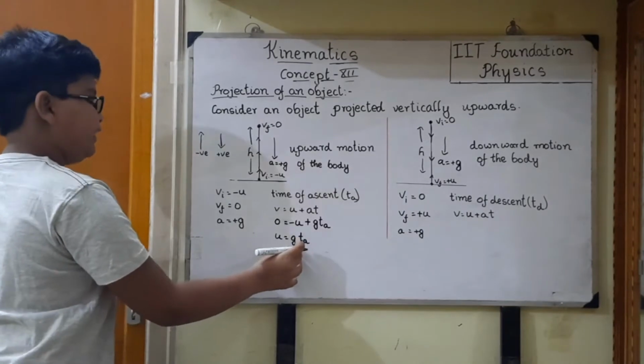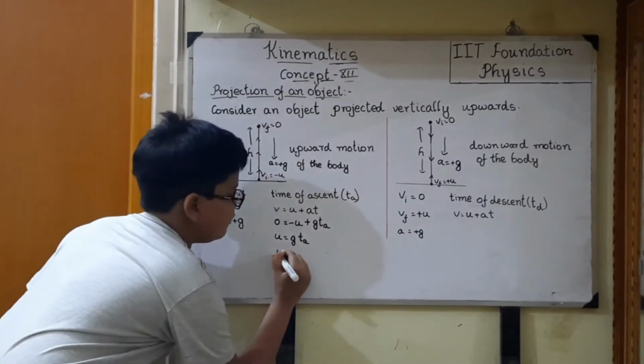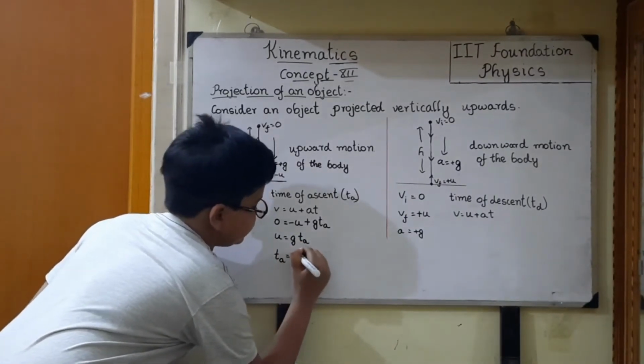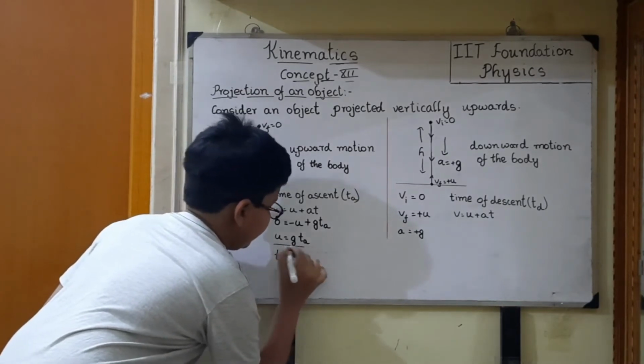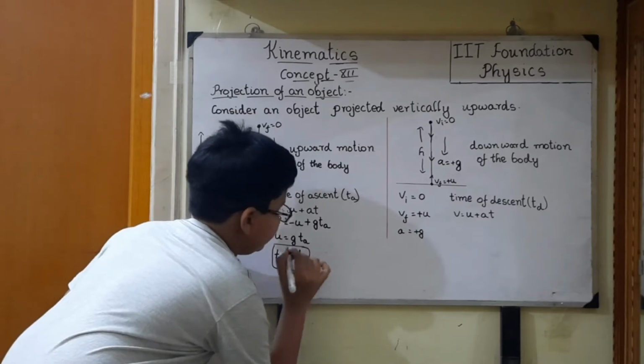So if we bring g to this side, we will get time of ascent, which is equal to u by g. This is the time of ascent formula.